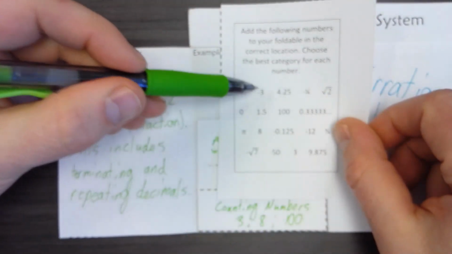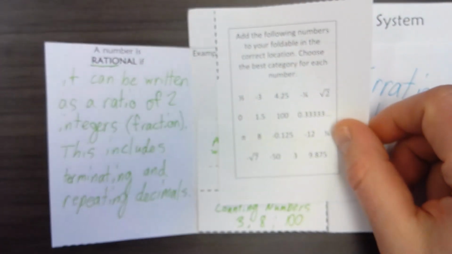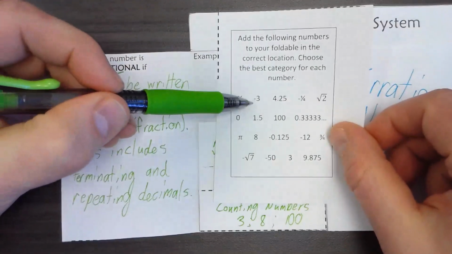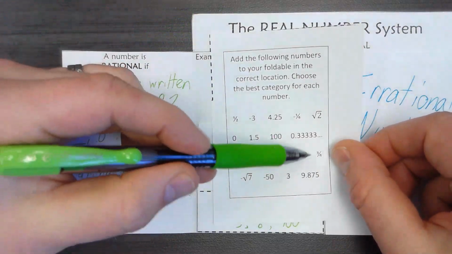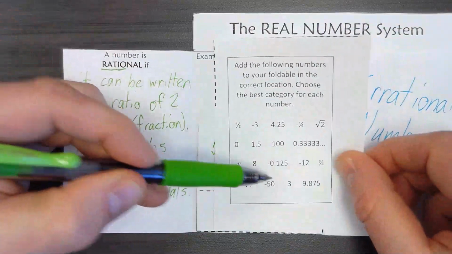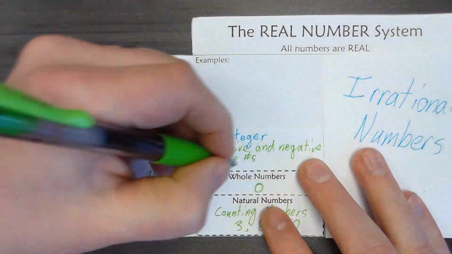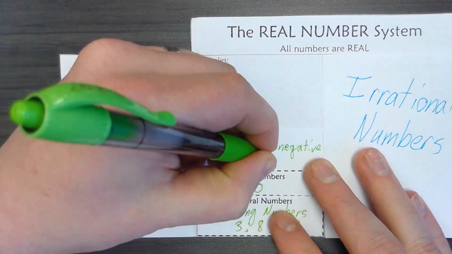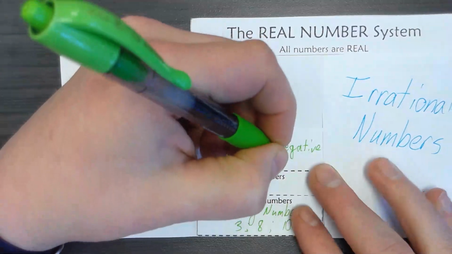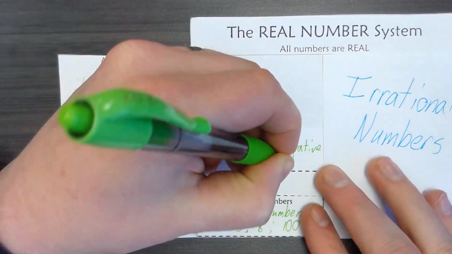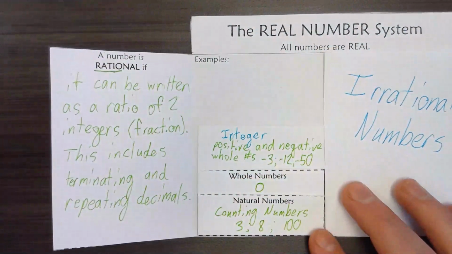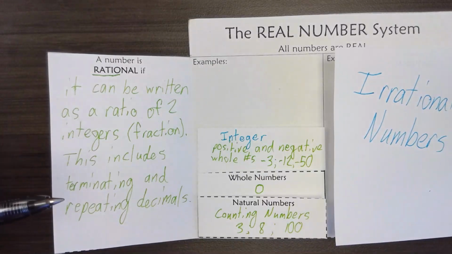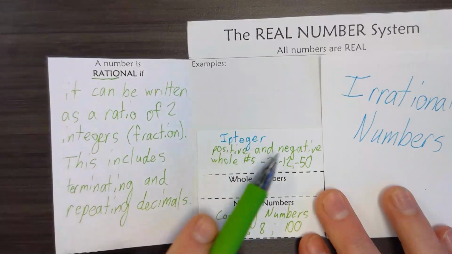Oh, let's look at our sheet, okay? Well, this would be a whole number, except it is negative. So what else? Oh, -12. That would be a whole number, except it's negative. Oh, -50. Okay, let's write all of those down. So we've got -3. We've got -12. We've got -50. Those are all integers. Those are all positive and negative whole numbers.